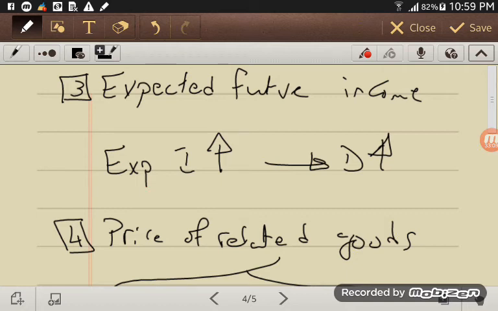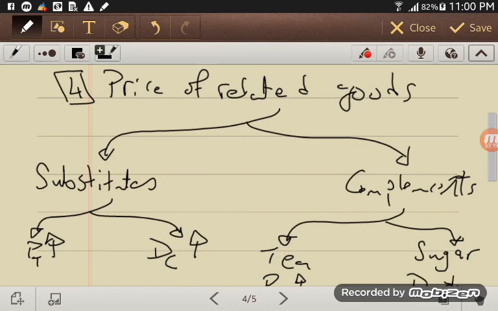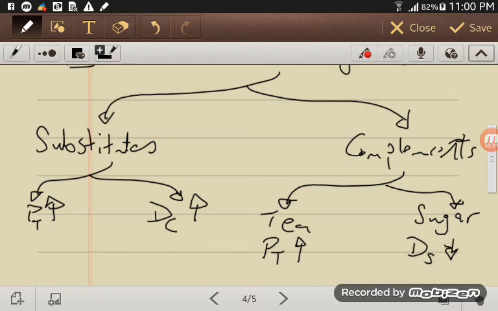فاكتور نمبر 4 price of related goods. الريليتد جودز دي ممكن تبقى substitutes أو complements. طب إيه الفرق ما بين الاتنين؟ السبستيوتس دول حاجتين بدل بعض، يعني يا إما هشرب شاي يا إما هشرب قهوة، دول بدل بعض. تمام؟ فبالتالي لو البرايس بتاع التي زاد، أنا مش هشتري تي، هروح أشتري بدله إيه؟ كافي. يبقى ساعتها الديماند على الكافي هيزيد.